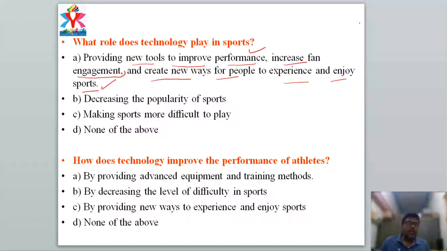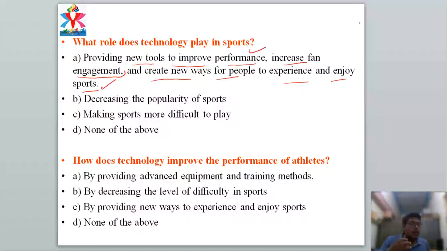So each and every concept is absolutely right. So what role does technology play in sport? Obviously, the role is to develop the performance of an athlete, to improve the performance of the athlete with the help of new technological gadgets. There is a tool, you can improve the performance. You can, in a legalized manner, of course, and increase fan engagement.